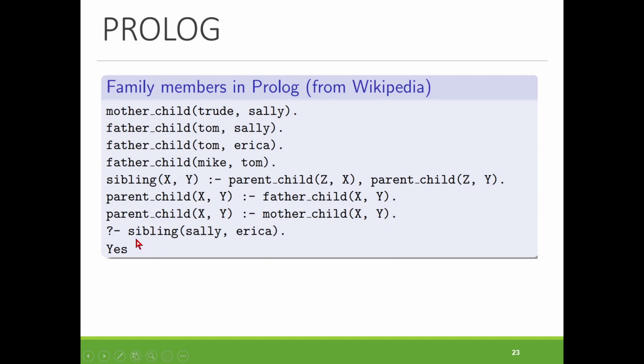And so here it's going to ask, is Sally a sibling of Erica? This is asking a question. And to find this answer, it will take these pieces of data, apply them to these rules, and it will find out if it can make this conclusion, yes or no. And that's the idea of this type of logical programming language.